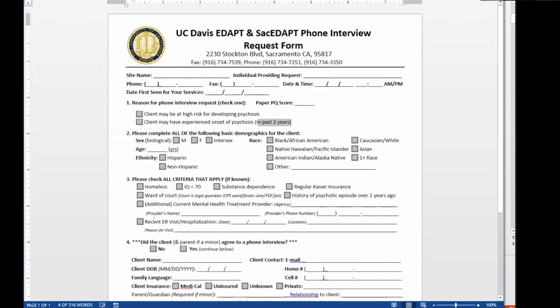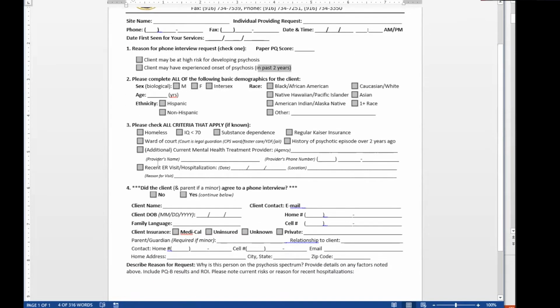Then this next section: please check all criteria that apply. For us, we have found that a subset of these things have been really helpful. Does this person have active substance dependence? Do they have intellectual disability? Are they currently homeless? This just gives us a snapshot of some other complicating factors that could be coming in with this case. For us, Kaiser insurance is one that we don't serve. So if you are going out to other providers that do serve Kaiser or commercial insurance and you don't, you might want to update this field.